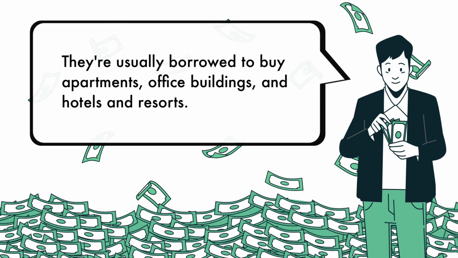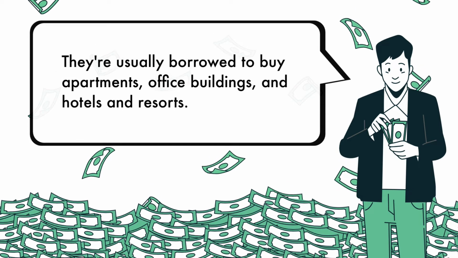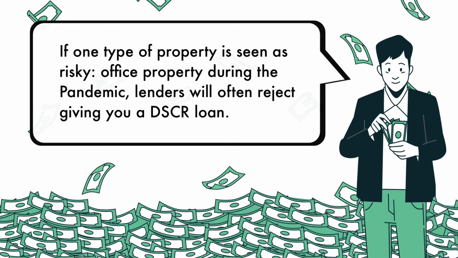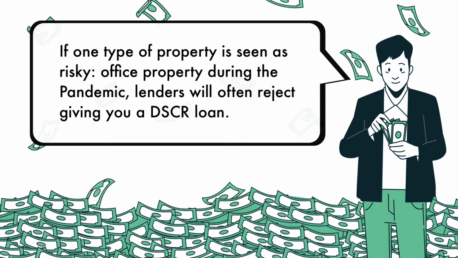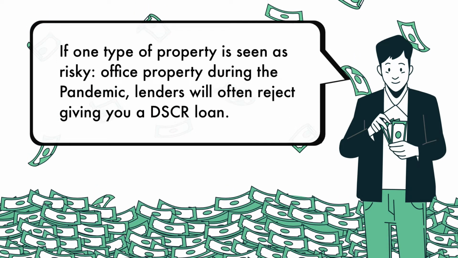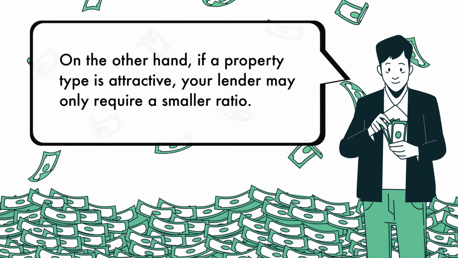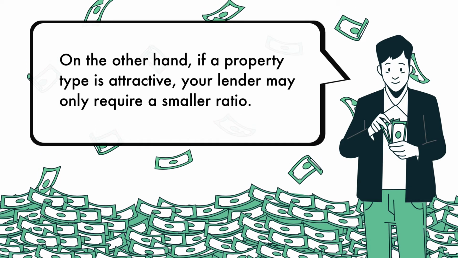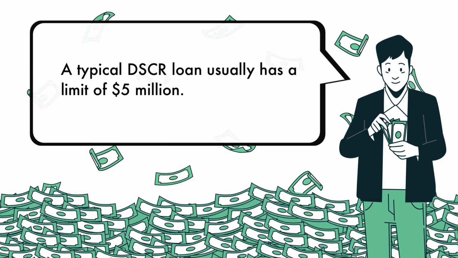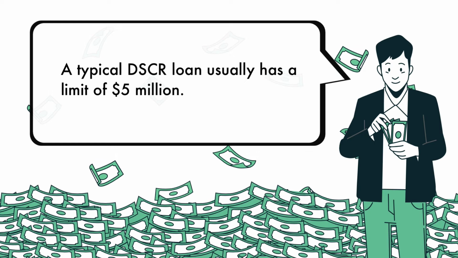They're usually borrowed to buy apartments, office buildings, and hotels and resorts. If one type of property is seen as risky, office property during the pandemic for instance, lenders will often reject giving you a DSCR loan. On the other hand, if a property type is attractive, your lender may only require a smaller ratio. A typical DSCR loan usually has a limit of $5 million.